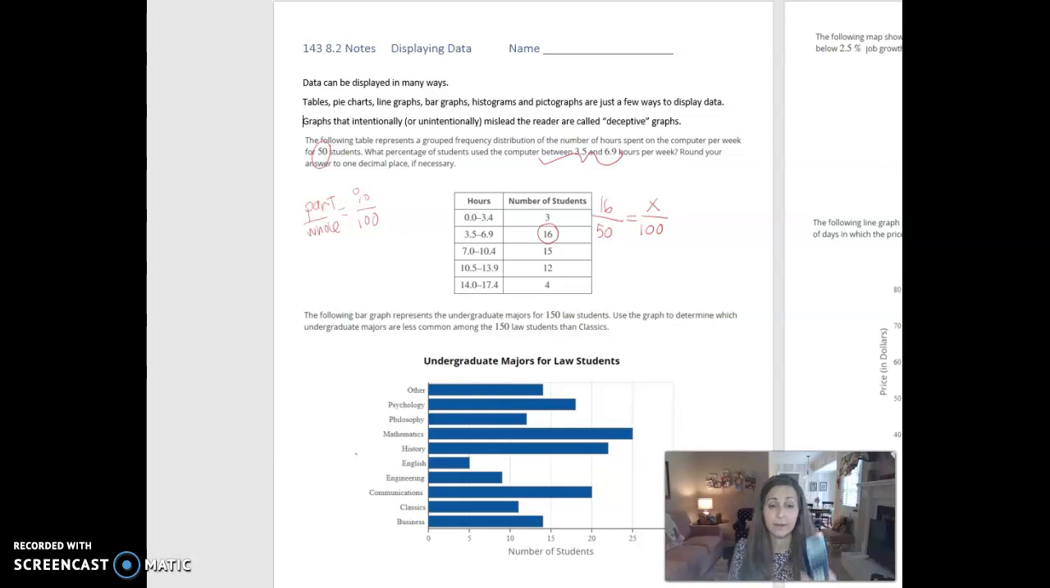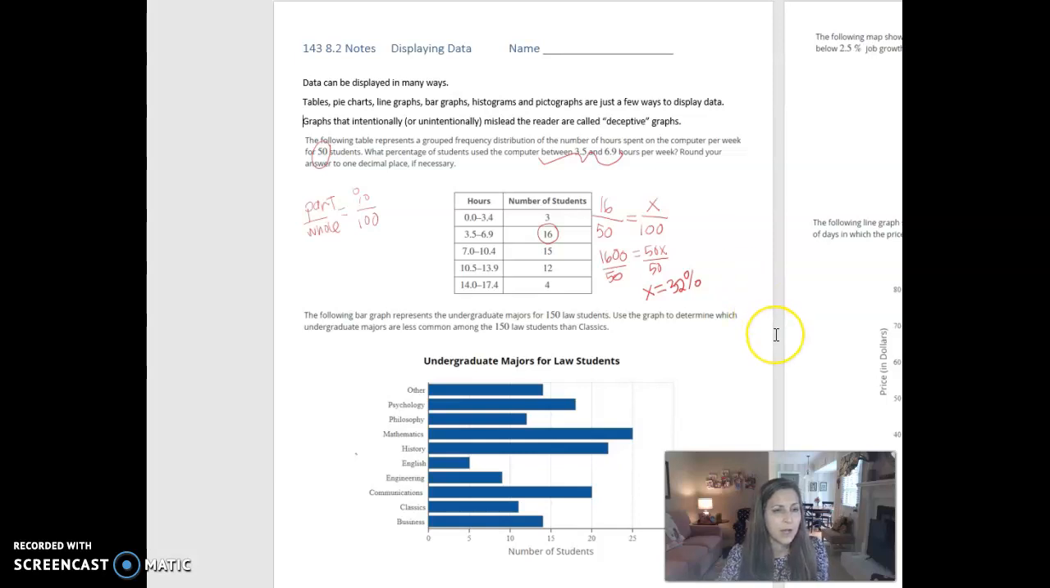Now, I'm going to have to calculate these in real time, so I've got my calculator. I know that 16 times 100, if you cross multiply, is just going to be 1,600. And 50 times X is 50X. If you divide that up, 1,600 divided by 50 is going to be 32 because 50 goes into 100 twice, and 16 times 2 is 32. So the answer here is 32%. Now notice it says round to one decimal place if necessary. I use my calculator. There you go. It's exactly 32%. There is no decimal.